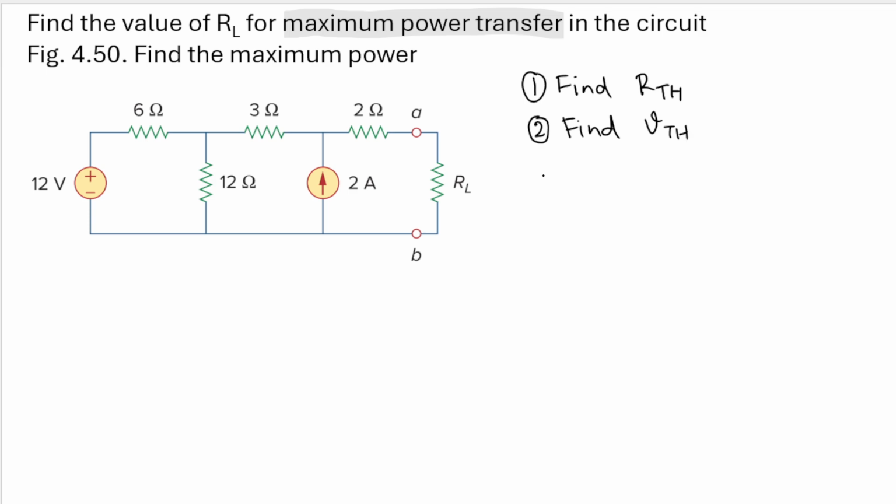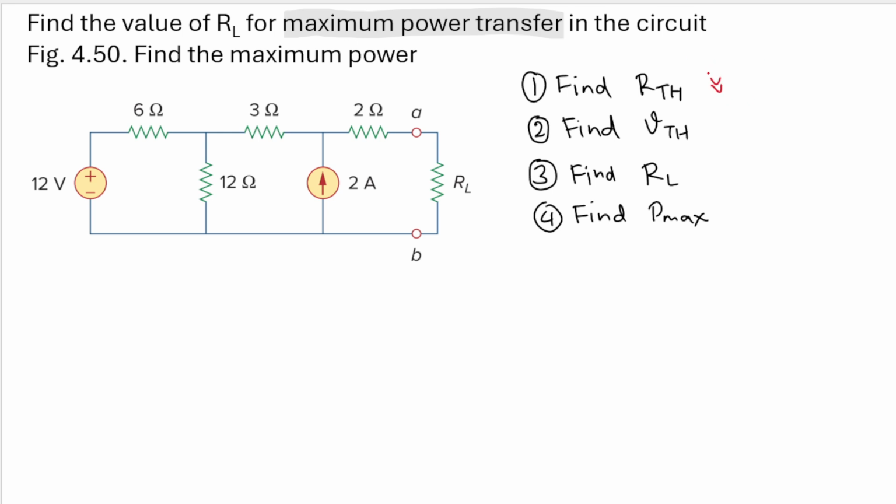And then the third one is to find the value of RL, which causes maximum power transfer. So this is the third step. And then the fourth one is to find the maximum power itself, which is P max. Okay, there are 4 steps to solve this circuit. Let's do the first one.